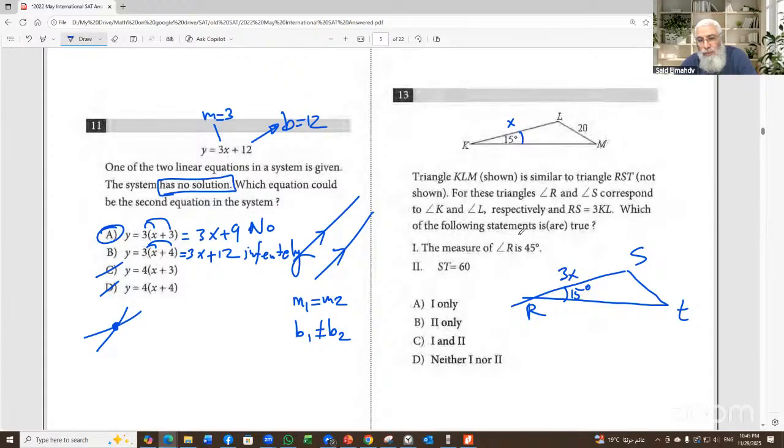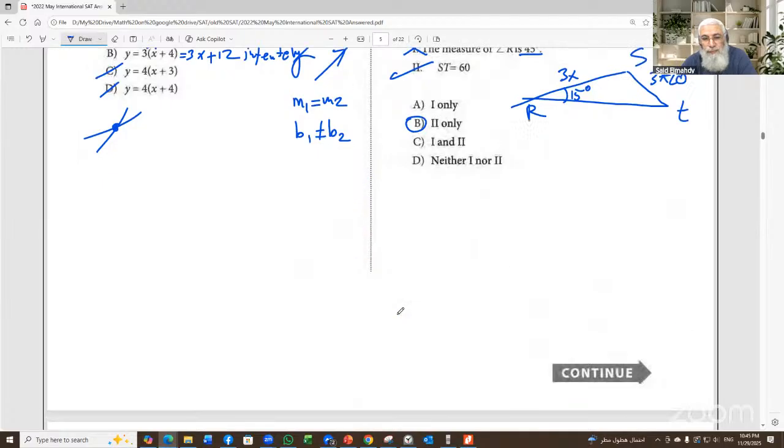Which of the following statements is true? The measure of angle R is 45. This is not correct. Similar triangles have equal angles. And ST is 60. LM is 20. So ST should be 3 times 20, which is 60, which is correct. So number 2 only is correct.